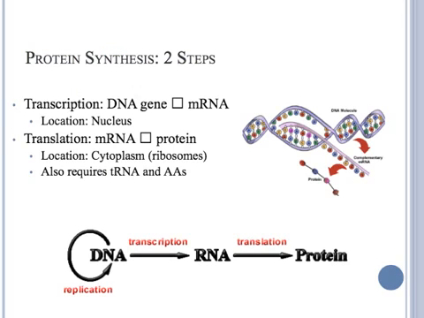Okay, so we're not going to get too far into protein synthesis in this video, but we already know that there are 2 steps. Transcription, where my DNA gene is converted to messenger RNA. I'm going to make a copy, and this happens in the nucleus. And then the second step, translation, is where I go from mRNA to my protein. And this happens in the cytoplasm at the ribosome. And this process requires tRNAs as well, which carry amino acids. So we're going to start with transcription.